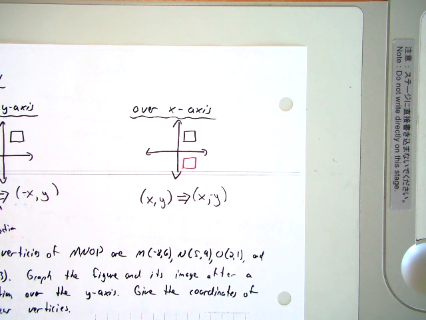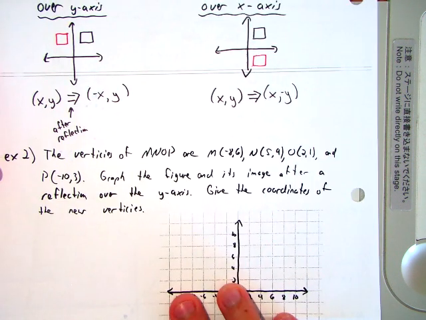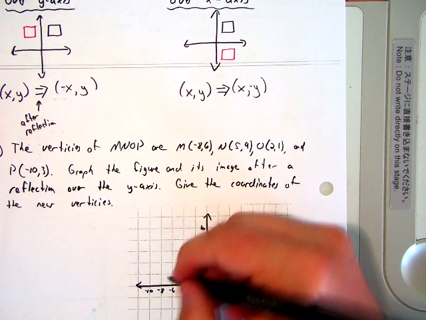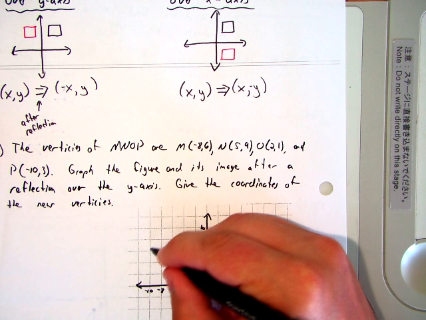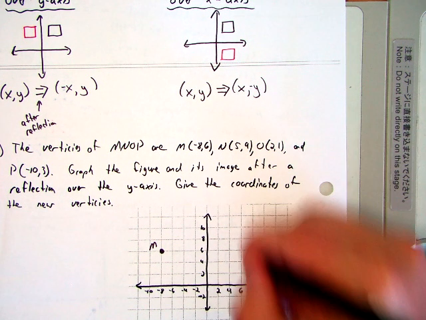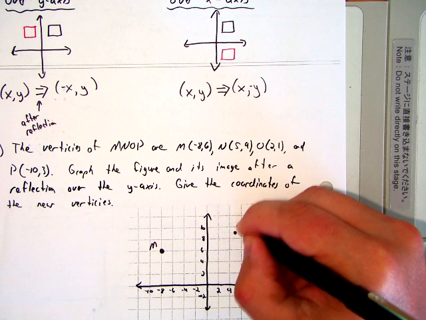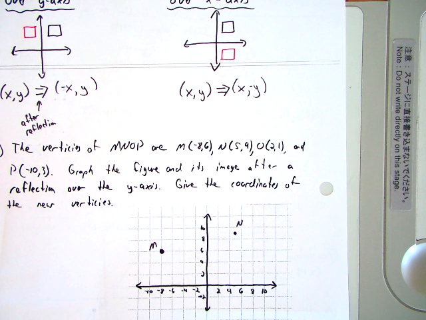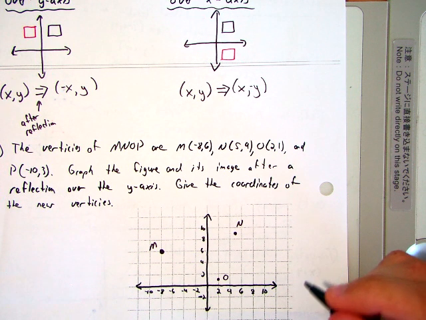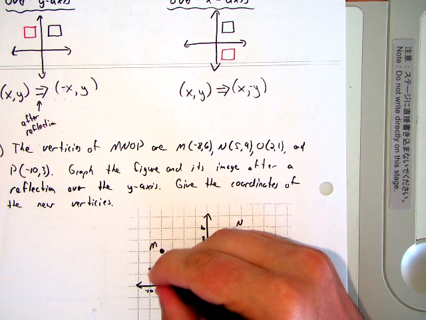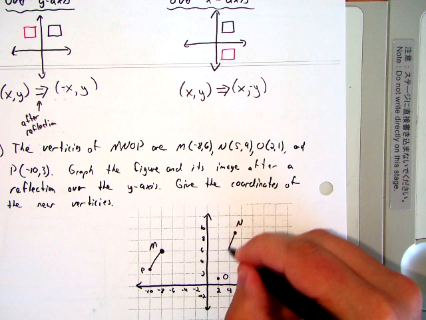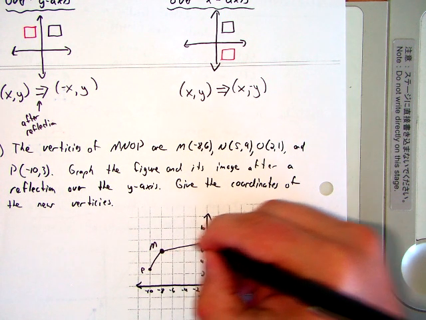So let's utilize that information to help us with example 2. It says example 2, the vertices of MNOP are M, negative 8, 6. So that would be right here. This is M. N is at 5, 9. So here's 5 and 9. Here's N. O is at 2, 1. Here's O. And P is at negative 10, 3. Here's P. So if I were to connect all these dots, I would have a quadrilateral.